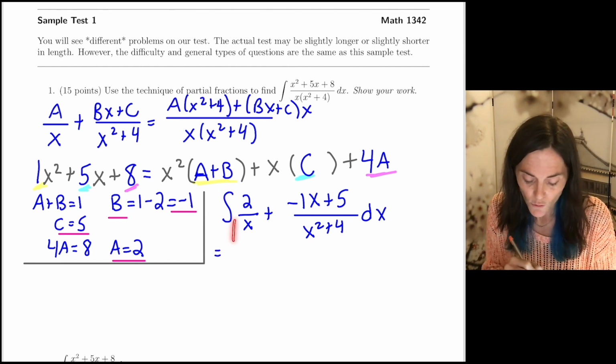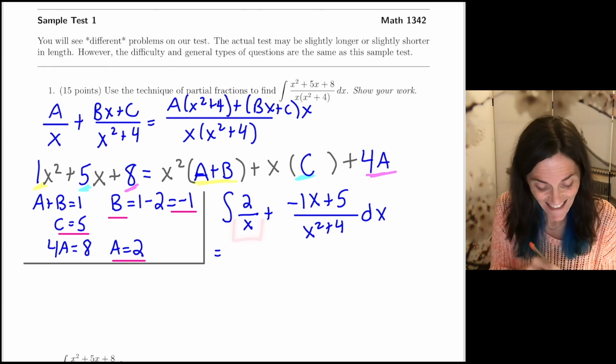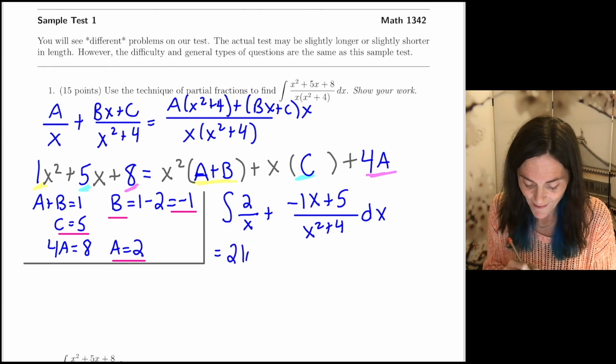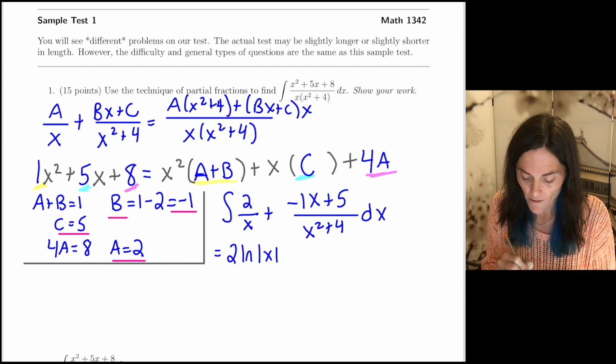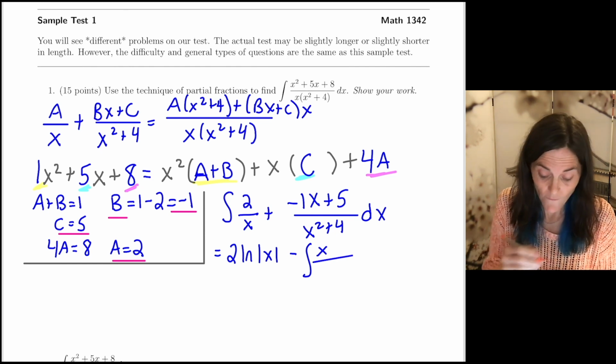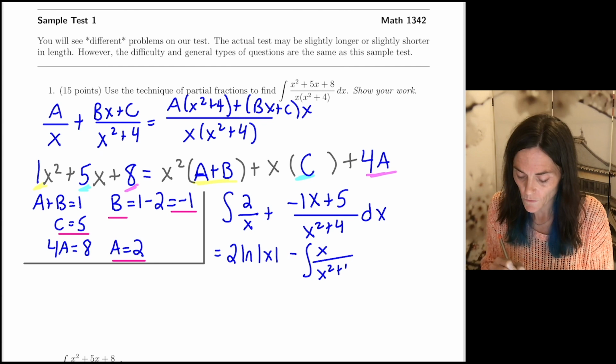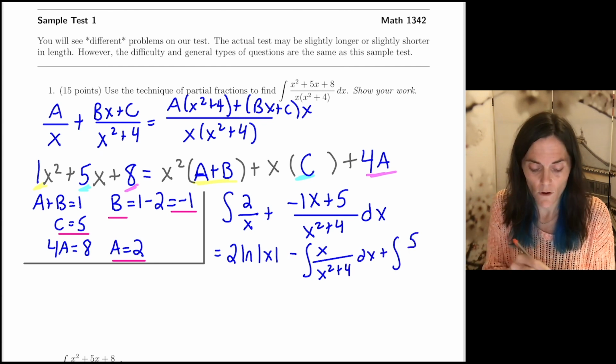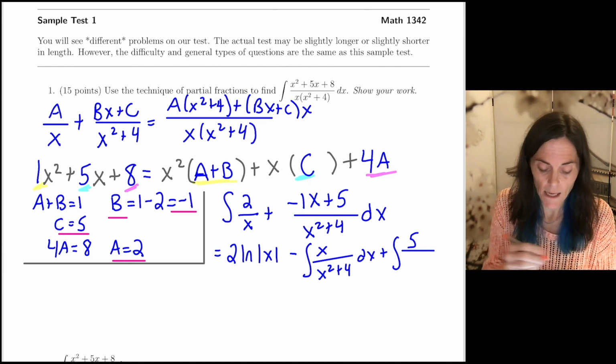First of all, you notice I can already integrate this, right? This part. This is just 2 ln absolute value of x. And then I will have, say, minus the integral of x over x squared plus 4. And then I will have a plus the integral of 5 over x squared plus 4 dx.